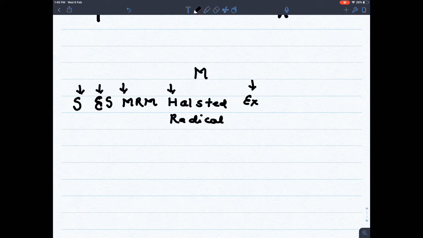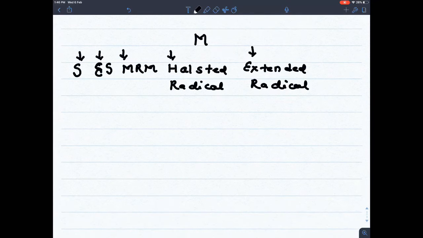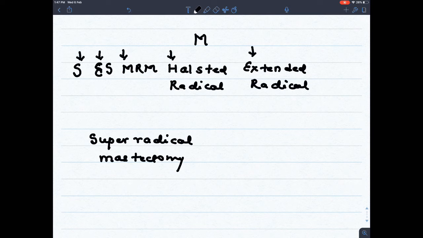In simple, we remove only breast. In extended, level 1 is removed. MRM, level 1 and 2 both are removed. Halsted, level 1, 2, 3 plus 2 muscles are removed. In extended, just like Halsted, plus we remove internal mammary lymph node. Now comes the sixth variety of surgery, which is super radical mastectomy.